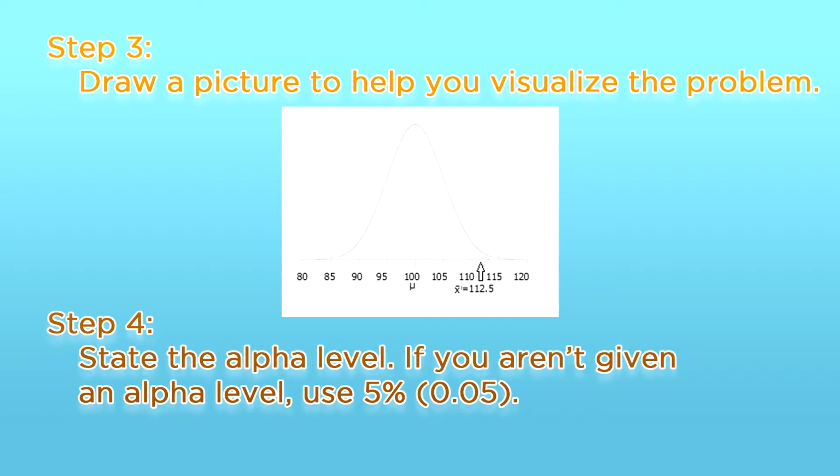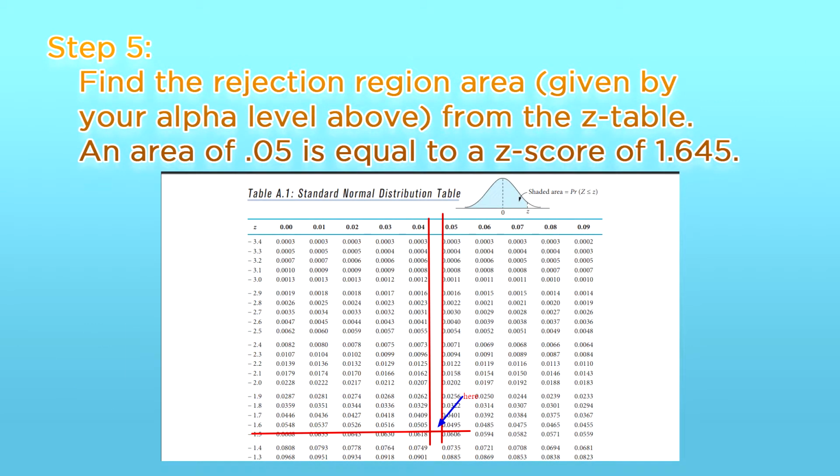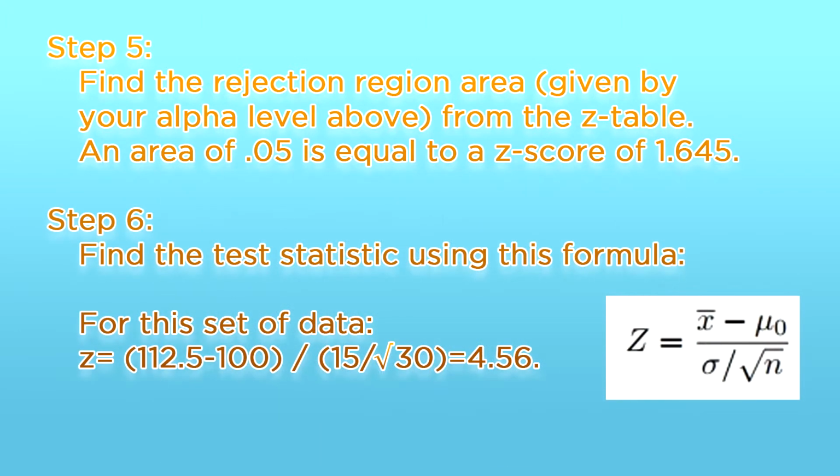Step 4. State the alpha level. If you aren't given an alpha level, use 5% or 0.05. Step 5 is to find the rejection region area given by your alpha level above from the Z table. An area of 0.05 is equal to a Z score of 1.645. Step 6 is to find the test statistic using the formula of Z.